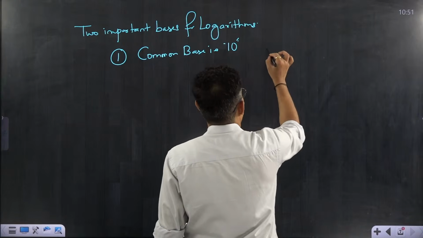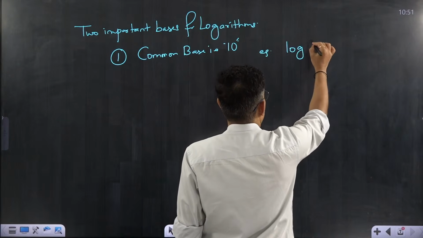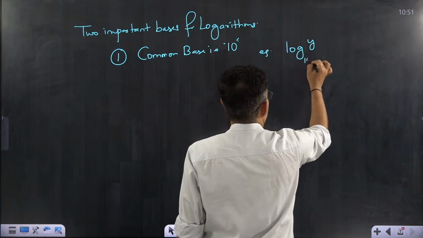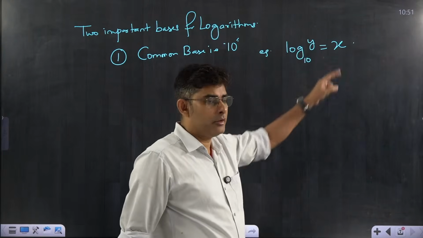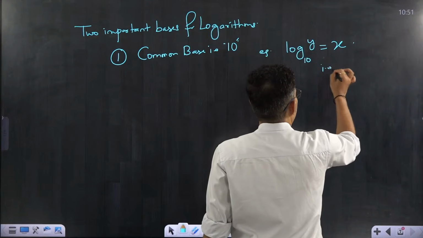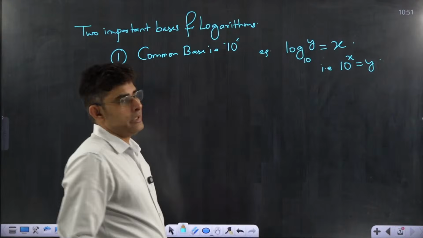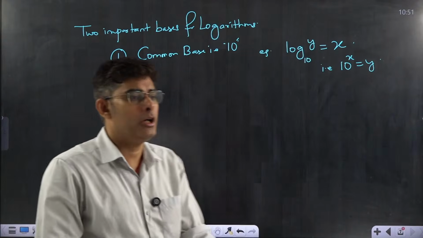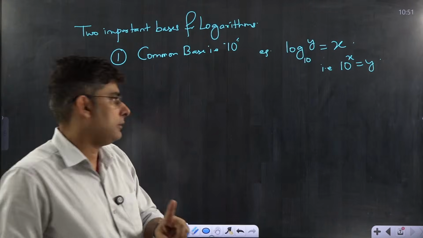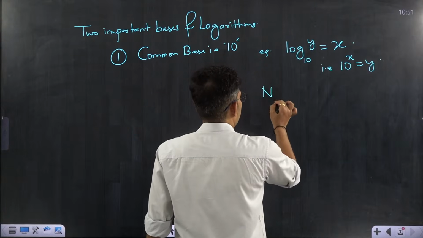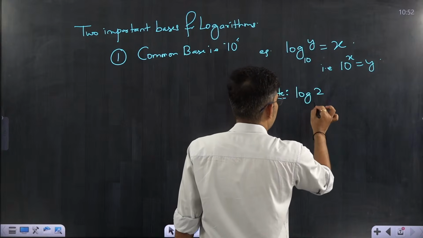So if I am writing log y to the base 10 is equal to x, that is 10 to the power x is equal to y, it is called the common base. I am writing two important values which every one of you should remember, because this will be used in physics. Kindly, those who know, very good, those who don't know, remember.